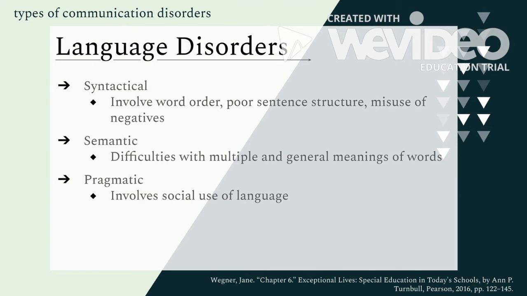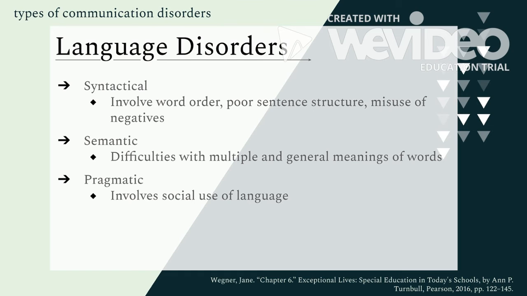It involves the order of the words or poor structure or misuse of negatives. It's basically somebody who's really bad at grammar, but it's not because they can't learn it, it's because of how their brain is wired. The child would have to have a lot of extra practice with English and grammar. But it is expressive because it's how they express their meanings. The next two are receptive. Semantic is when they have difficulties with certain meanings of words and general meanings. So they have a hard time processing what somebody is saying.